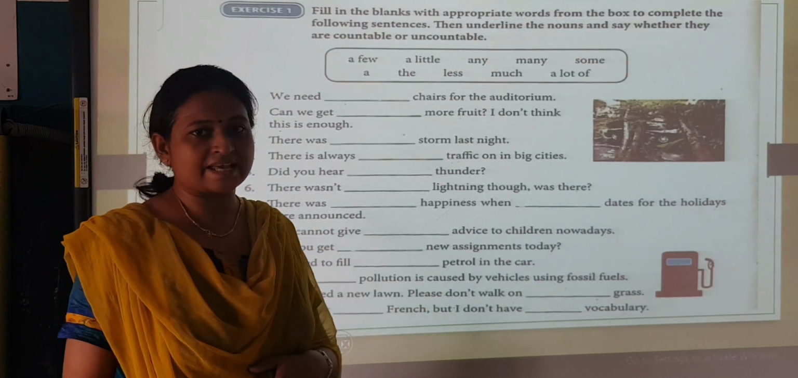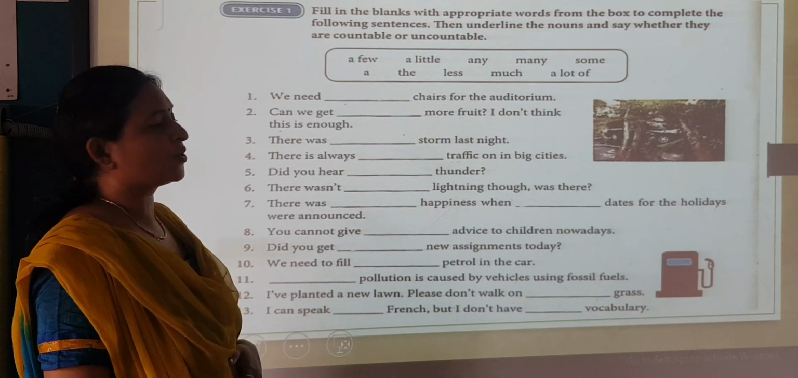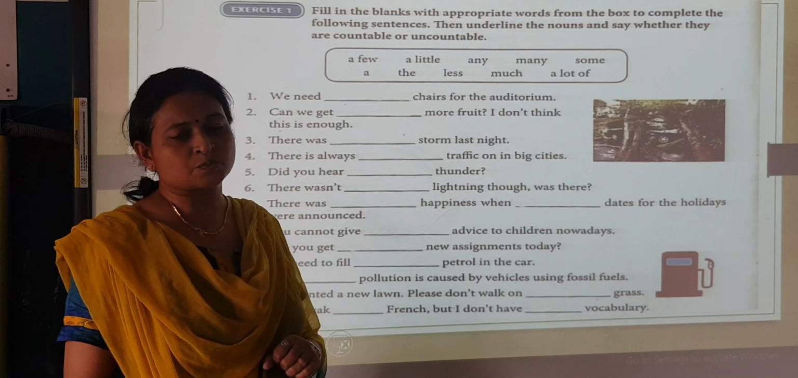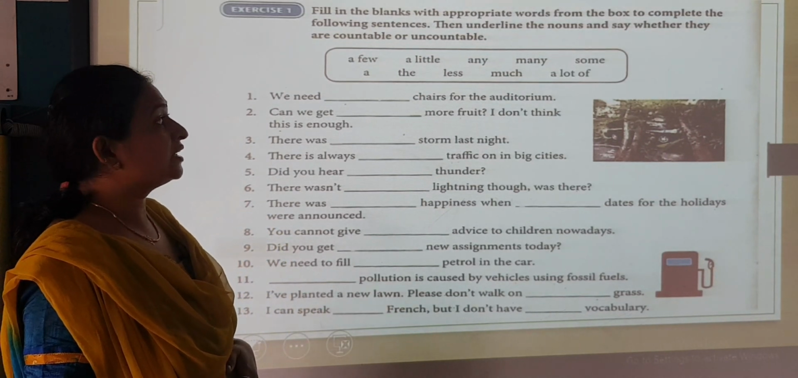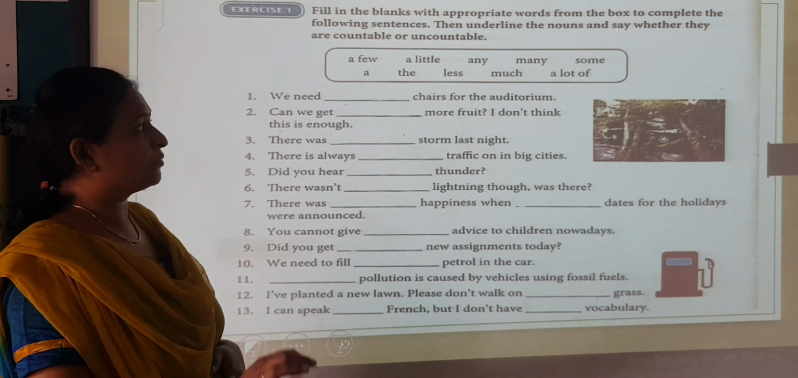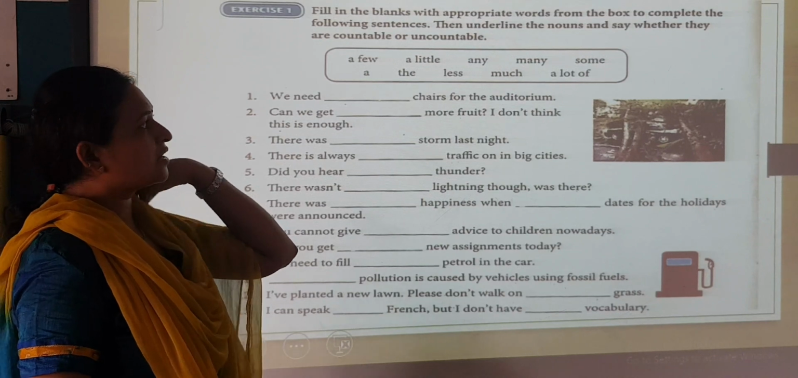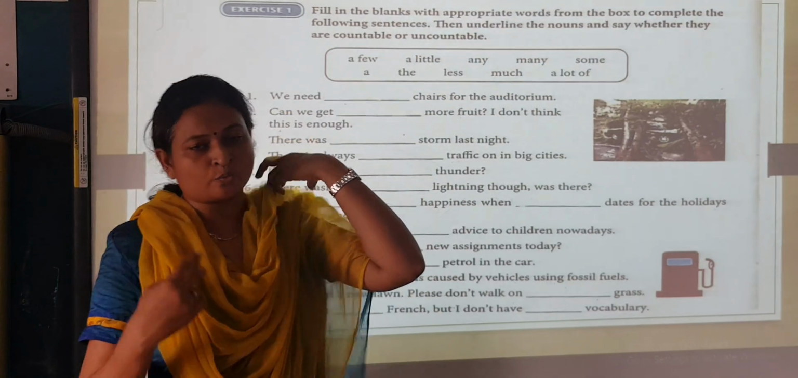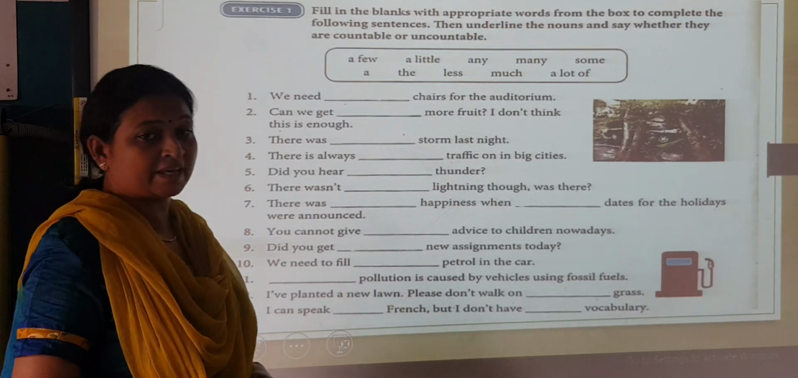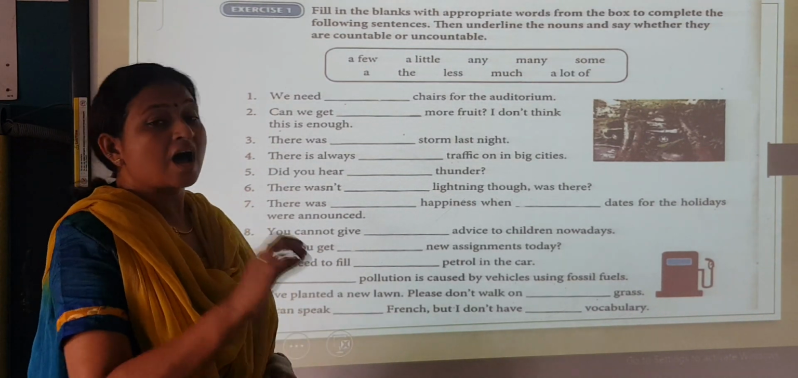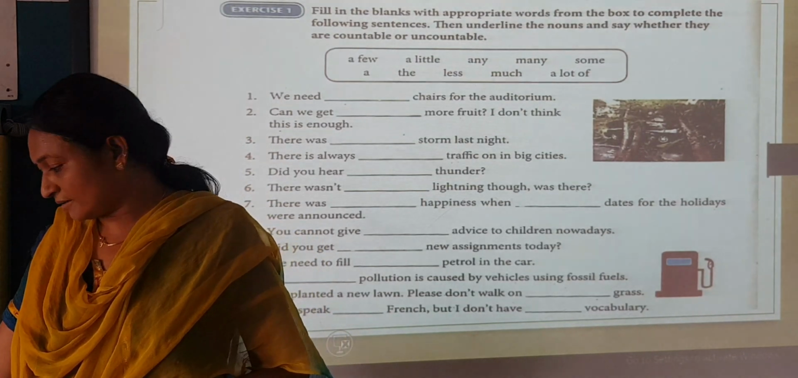Now you have exercise 1. Fill in the blanks with appropriate words from the box to complete the following sentences. Already the help box is provided, so you just have to pick the correct one. Then underline the nouns. One more thing you need to do is underline the nouns and say whether they are countable or uncountable. So in this question you have got two tasks. First, you have to pick the correct answer from the help box, and the second is to underline the noun and write whether it is countable or uncountable.